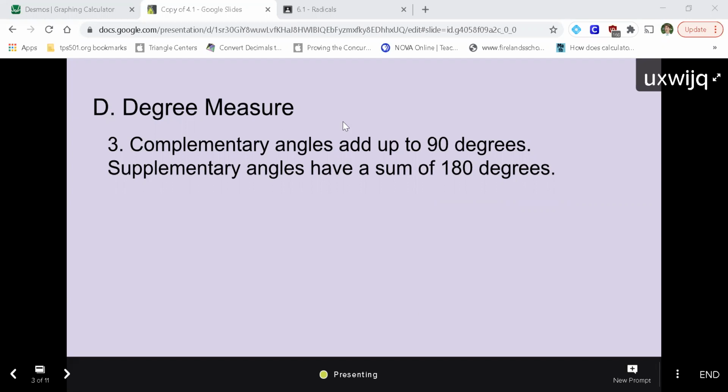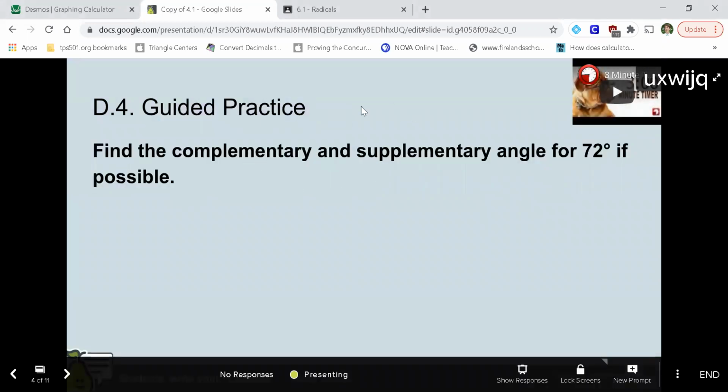Okay. All right. So now that you have that refresher, let's see if you can solve this problem. I need you to find the complementary and supplementary angle for 72 degrees. 2 or 3 minutes.